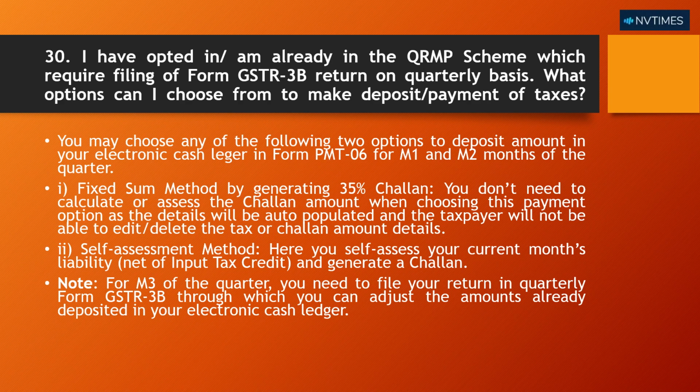Here note, for M3 of the quarter, you need to file your return in quarterly Form GSTR-3B, through which you can adjust the amount already deposited in your electronic cash ledger.